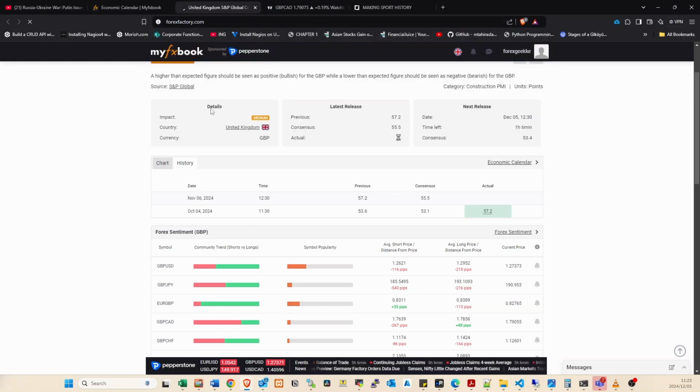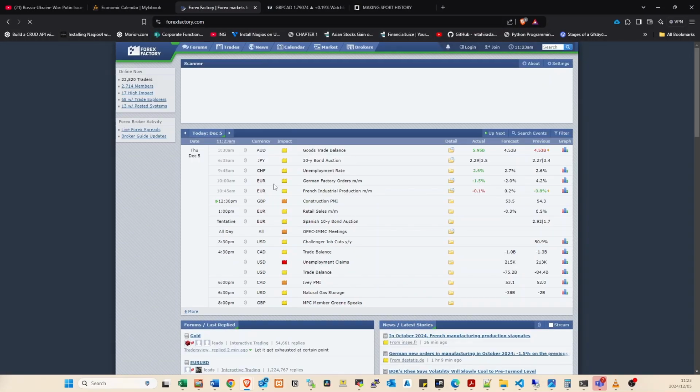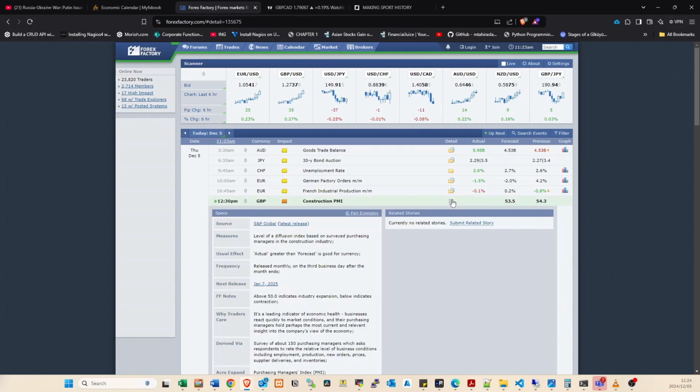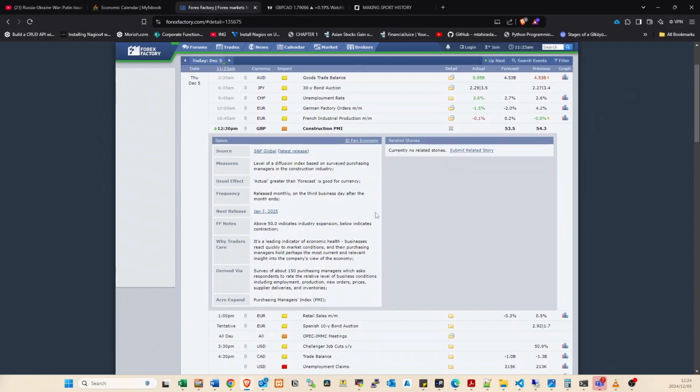I like this one a bit better. So this is it here. It doesn't have a lot of information. I was hoping to see one of these charts, but it seems not there. So it's a level of diffusion based on a survey of purchasing managers in the construction industry. We have 50 indicating industry expansion. So if there's industry expansion, that's good for the economy, ideally, for economic health. They say here businesses react quickly to market conditions.